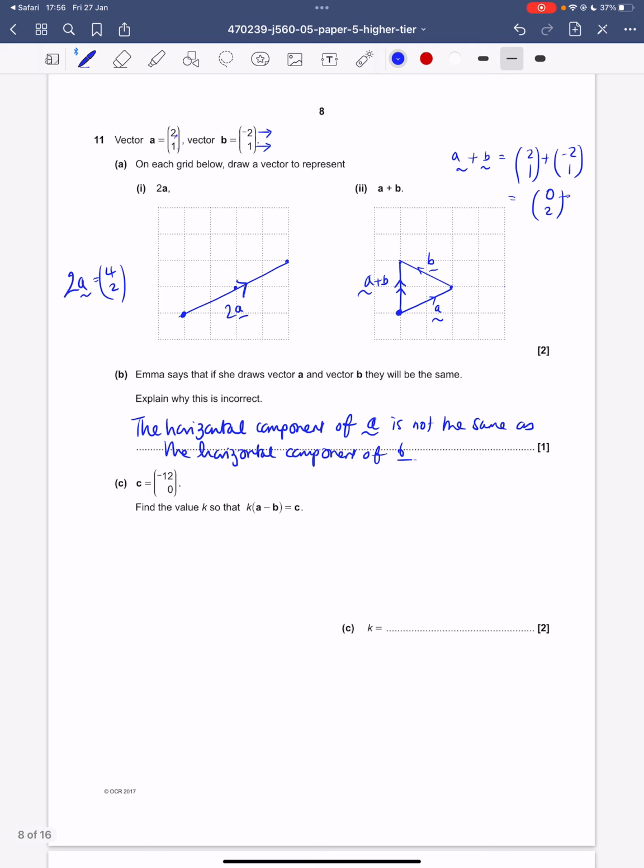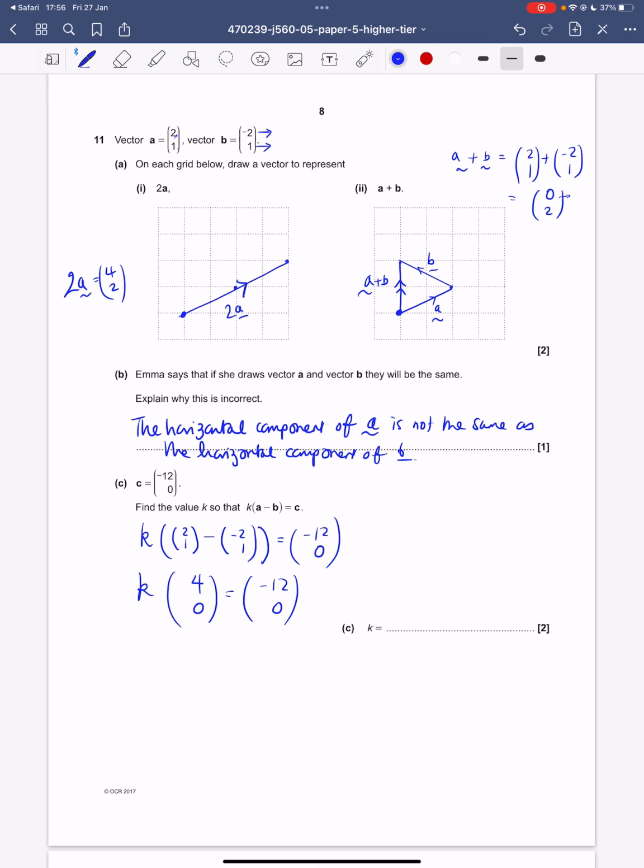Okay, another question. C is (minus 12, 0). Find the value of k, so that k times (a minus b) equals c. Well, a is (2, 1). B is (minus 2, 1). So it's (2, 1) minus (minus 2, 1), and then that's got to be equal to c, (minus 12, 0). So k, and we'll do these takeaways here. So you take away the tops, take away the bottoms. 2 minus minus 2 is plus 4. And 1 minus 1 is 0.